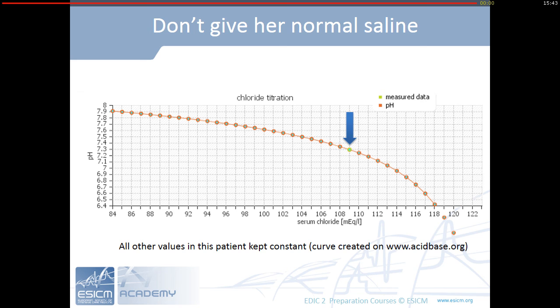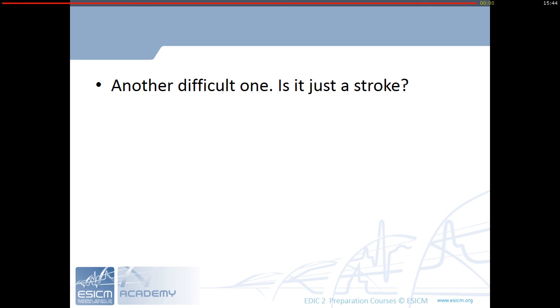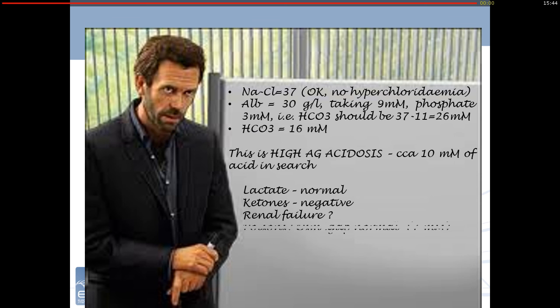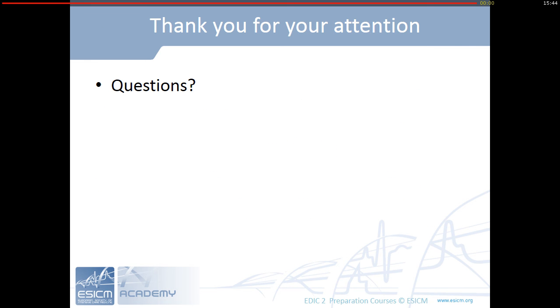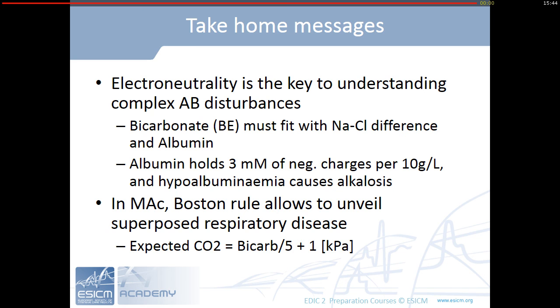I took her to ITU because I did not want her to receive any normal saline. As you can calculate, she already has hyperchloridemia with circulating ions, and raising her chloride would soon put her in deep trouble. But she recovered very quickly. Okay, I'll skip this one, sorry, because of lack of time, and come to the take-home messages.